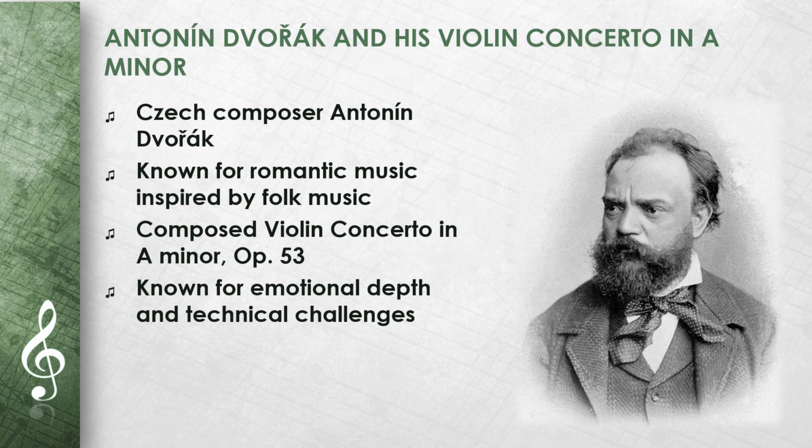Antonín Dvořák was a Czech composer known for his romantic music, which was often inspired by the folk music of his homeland. His Violin Concerto in A minor, Op. 53, is one of the most important works he wrote for the violin. Composed in 1879, this concerto demonstrates Dvořák's unique ability to combine lyrical melodies with complex harmonic structures. The concerto is known for its emotional depth and technical challenges for the soloist. It has 3 movements that display a rich palette of musical expressions.